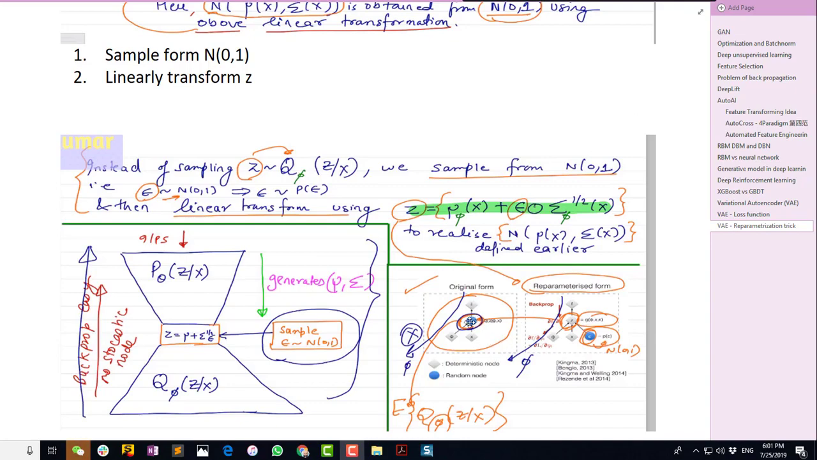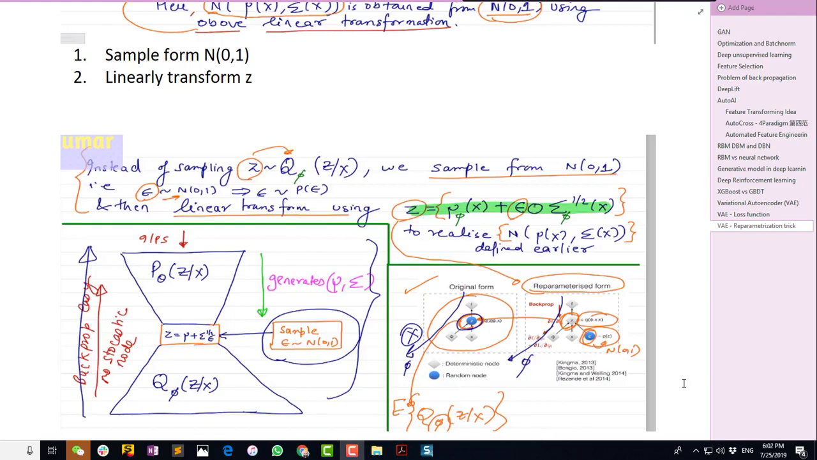Previously, z is a random sample from the distribution q(z|x). Now it has a deterministic form, which depends on this normal random variable. So it takes this random node out here, the blue node, from z to something outside, so that we can do the backpropagation successfully. So this is the trick that is being done here.